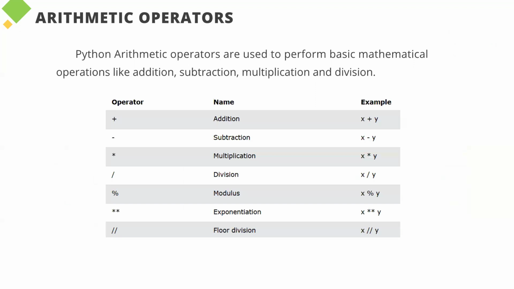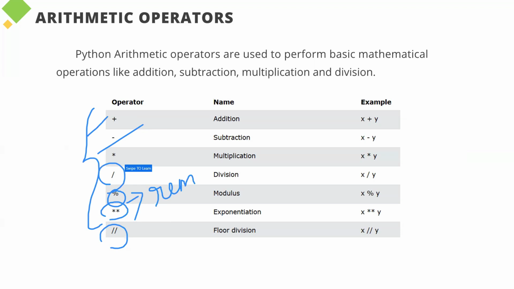Arithmetic operators are used to perform basic mathematical operations like addition, subtraction, multiplication. As you see, addition, subtraction, these are all basic symbols. Multiplication, modulus, exponential, that is power, float division. Modulus gives the remainder, division gives the quotient, and the float division gives the division by truncating the float part, like the integral part of the quotient. So these are the arithmetic operators.